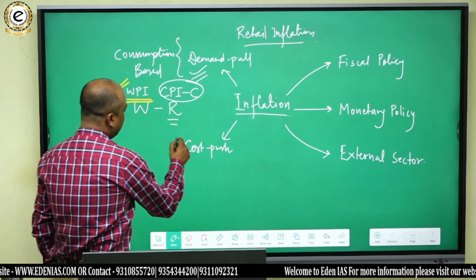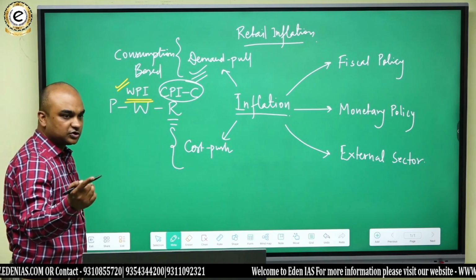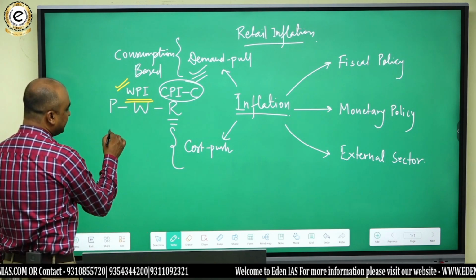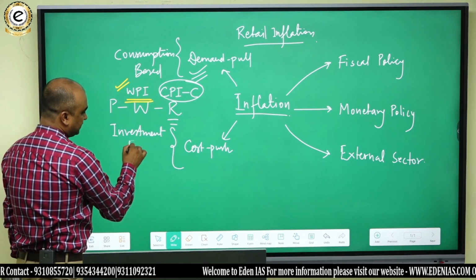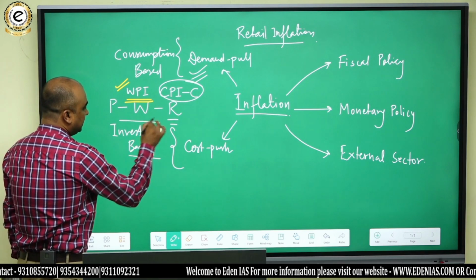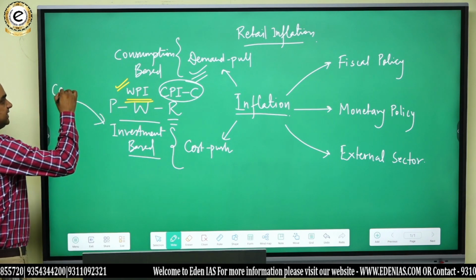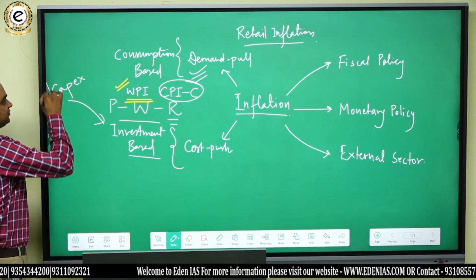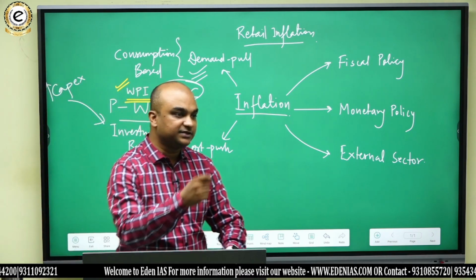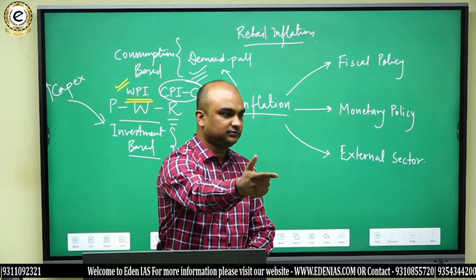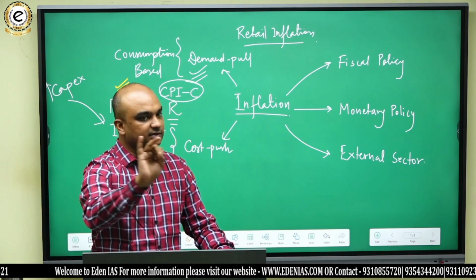Now, look here. An economy which is facing cost push kind of inflation is generally an economy which is investment based. Now look here, if you invest in the economy, it means there is capital expenditure. Now, will you not include the capital expenditure cost also in the cost of production? So that will automatically increase the price of goods and services.